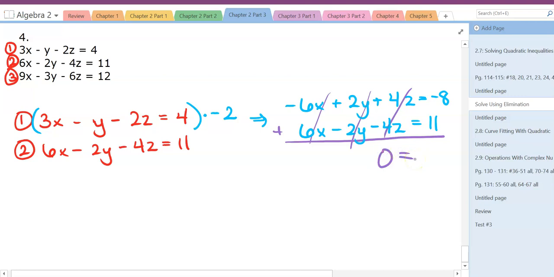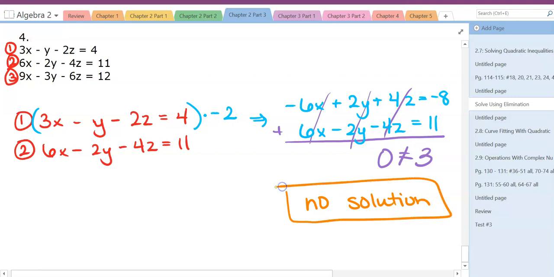But the right side doesn't cancel. What's negative 8 plus 11? 3. Is 0 the same thing as 3? No. So this is not a true sentence. That means that there's no solution for this one. The last one was infinitely many because 0 equals 0. 0 and 0 are the same thing, but 0 and 3 are not. So that's why this one's no solution.